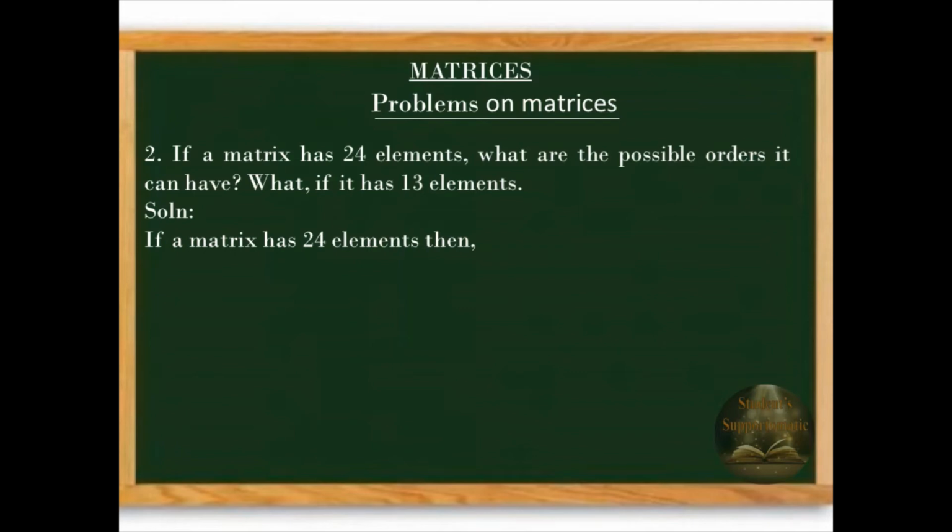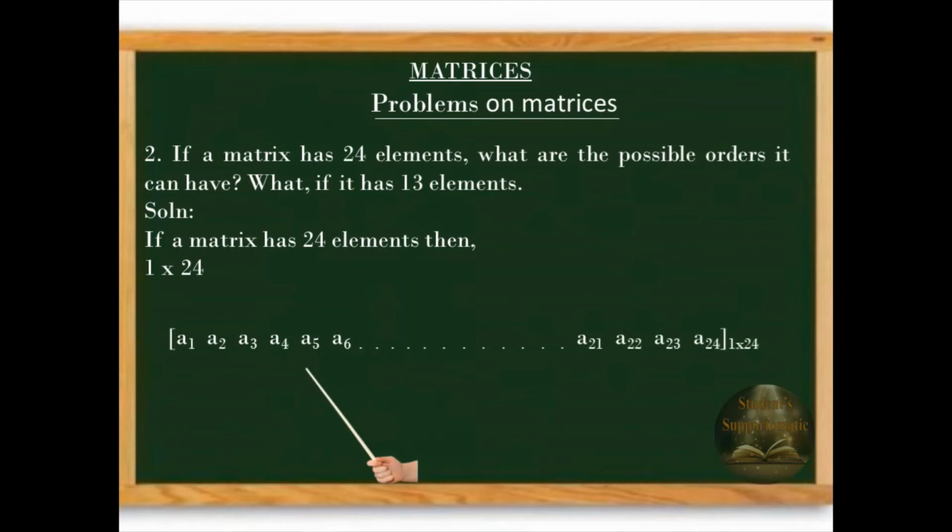Okay, so in that, the first one is 1 by 24. It means one row and 24 columns. So there is a possibility of arranging the 24 elements in one row and 24 columns. That is like this: A1, A2, A3, A4, A5 up to A24. So all are columns arranged in a single row. So it is 1 by 24. This is the first possibility. So let's see the next one.